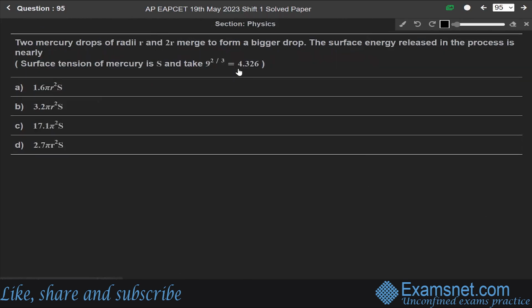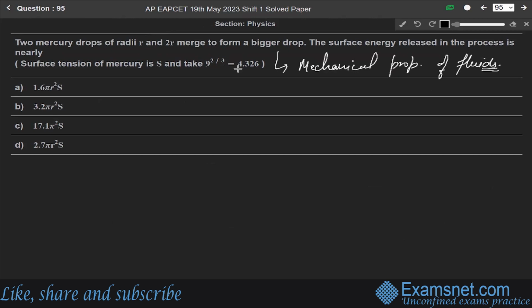Okay. Now next question 95. Two mercury drops of radii small r and 2r merge to form a bigger drop. The surface energy released in the process is, okay. So this question is from the chapter of mechanical properties of fluids.